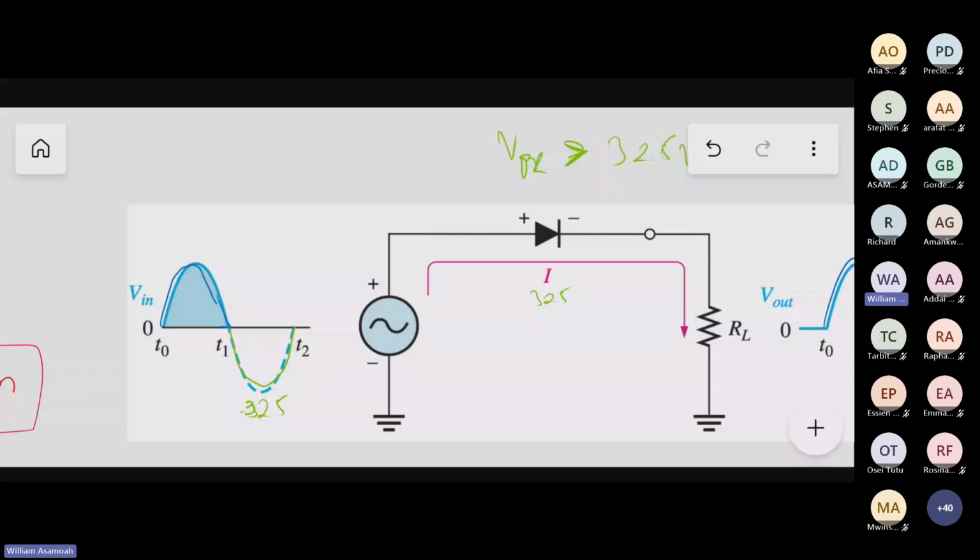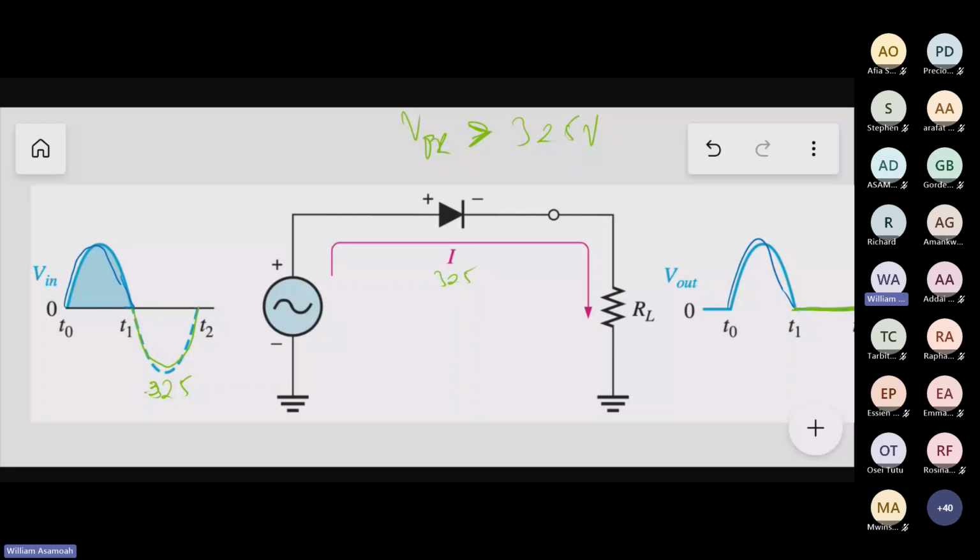So we use a special diode. There is a special diode for rectification we call the 1N4007. That one has a maximum reverse of 1000 volts. So when it has a maximum reverse of 1000 volts, this 325 is way lower than it. So the diode never breaks down and is able to function as the rectifier that we want it to function as. Please, do we understand?